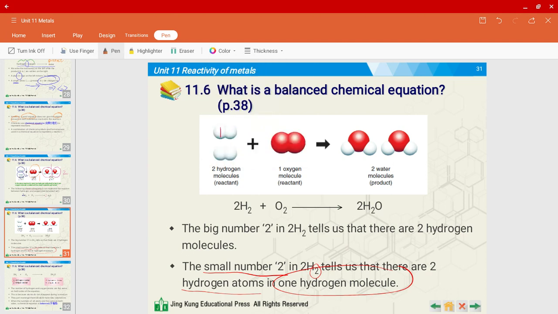In 2 hydrogen molecules, there are in total 1, 2, 3, 4 hydrogen atoms. Okay, so let me write it over here. There are 4 hydrogen atoms.